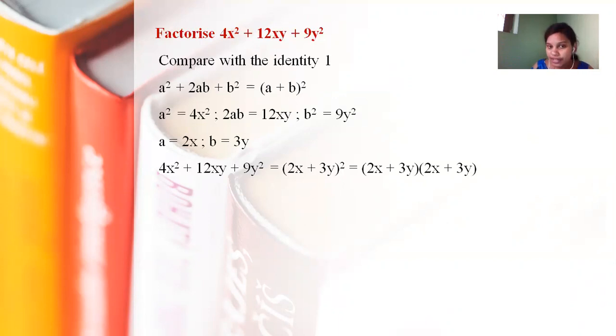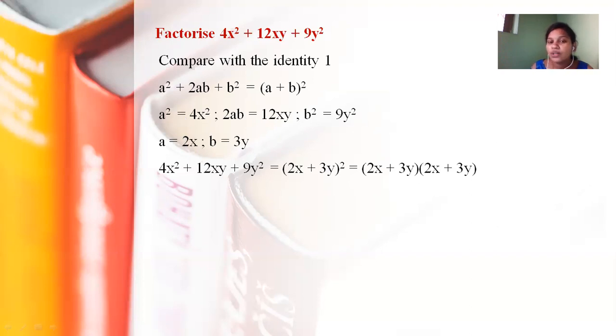One more important thing, you need to observe the first and last terms also. If they are perfect squares, then we can easily apply the identity. Observe here, a square plus 2ab plus b square is nothing but (a + b) whole square. Now compare the identity with the given polynomial. a square is 4x square, 2ab is 12xy, b square is 9y square. With this we can write a is 2x, b is 3y. So 4x square plus 12xy plus 9y square can be written as (2x + 3y) whole square, or (2x + 3y)(2x + 3y).